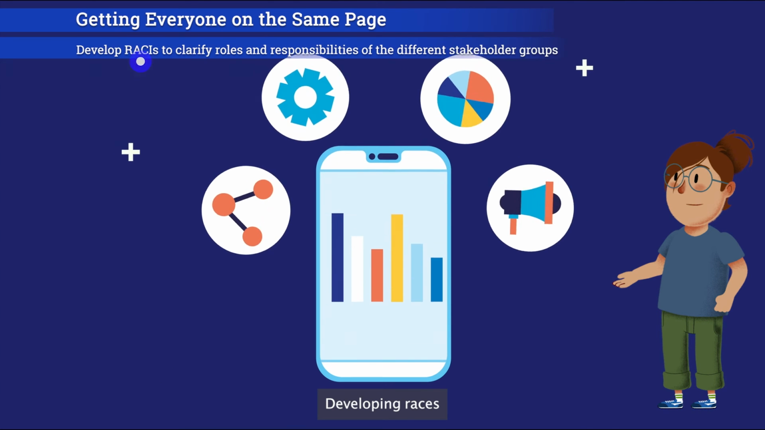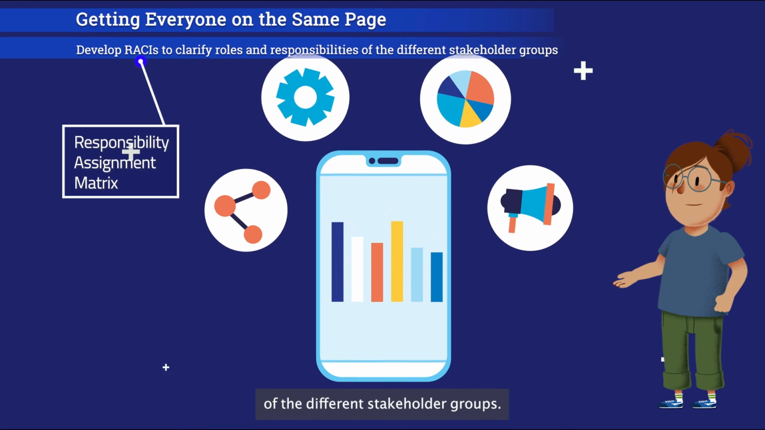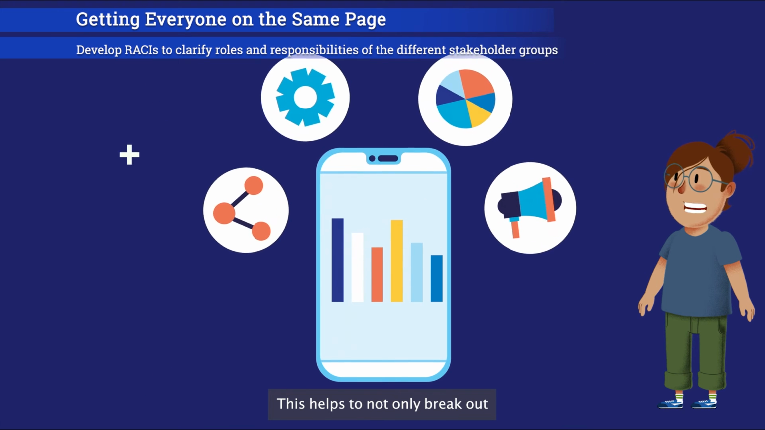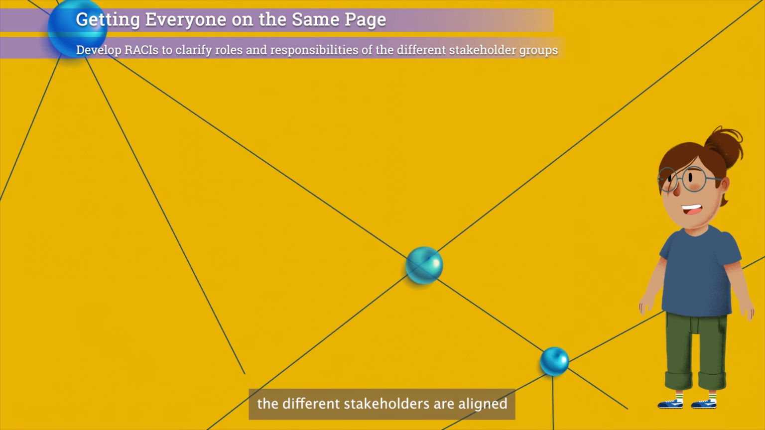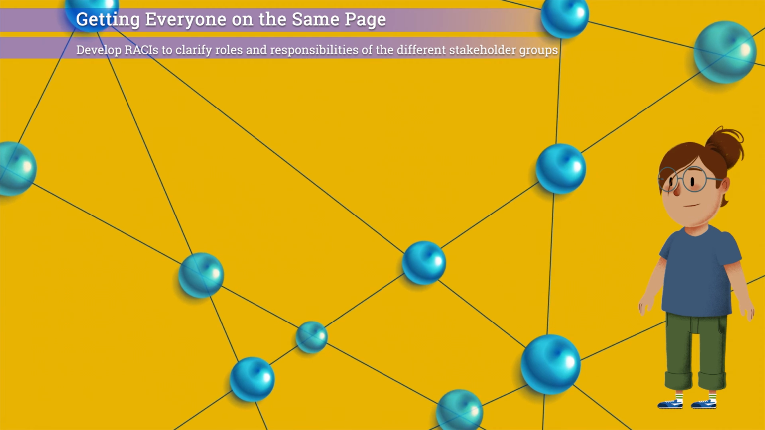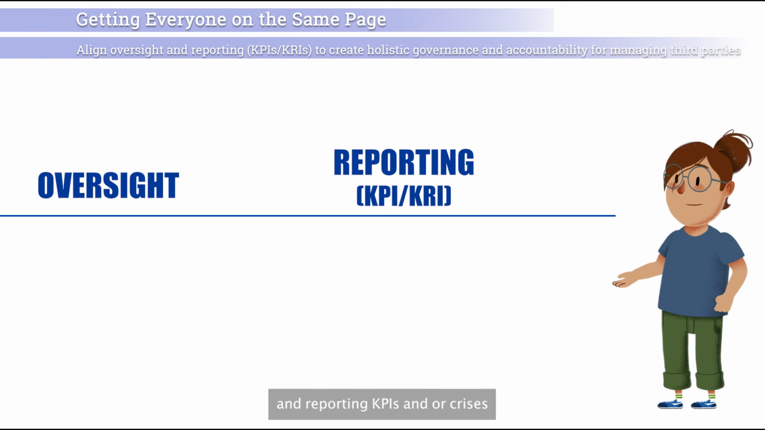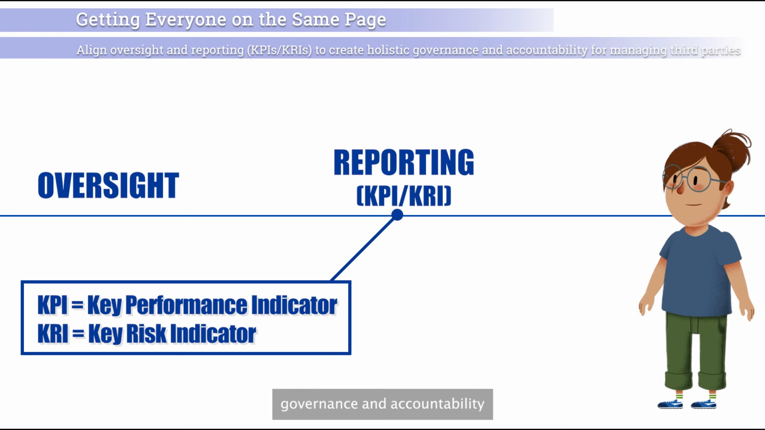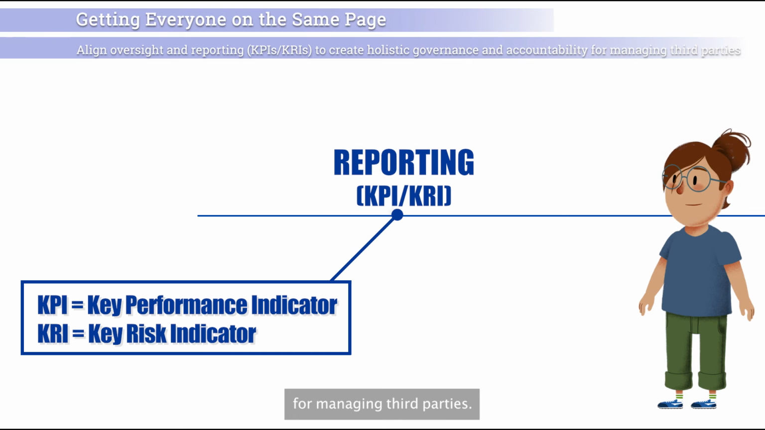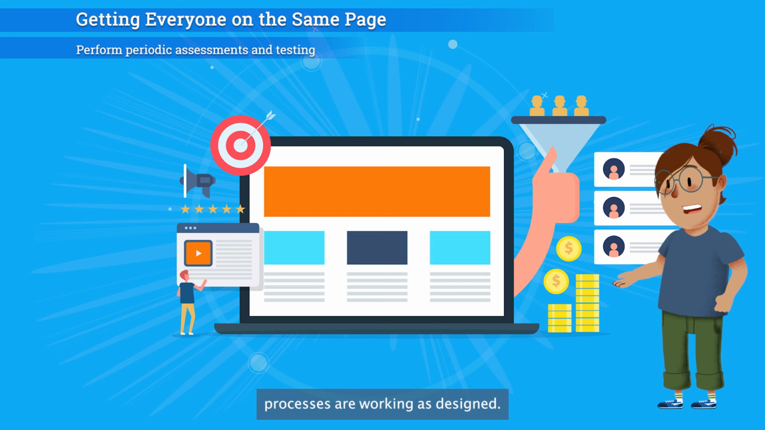Developing RACIs, to clarify roles and responsibilities of the different stakeholder groups. This helps to not only break out what the different activities are, but to also ensure the different stakeholders are aligned in their roles in the process. Align oversight and reporting, KPIs and/or KRIs, to create holistic governance and accountability for managing third parties. Perform periodic assessments and testing to ensure processes are working as designed.